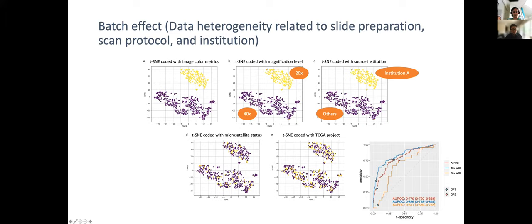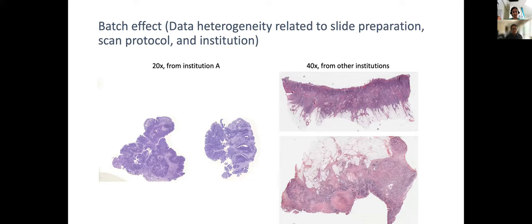So it's simple. If we actually take a look at these images, they look totally different. The 20x slides from institution A look really purplish, bluish, and the 40x slides from the other institutions are more reddish, pinkish.